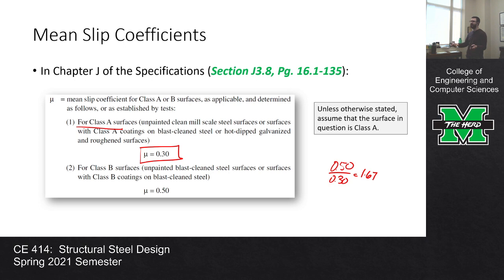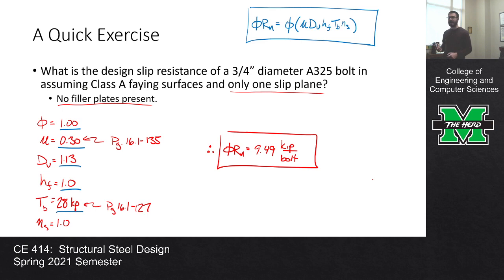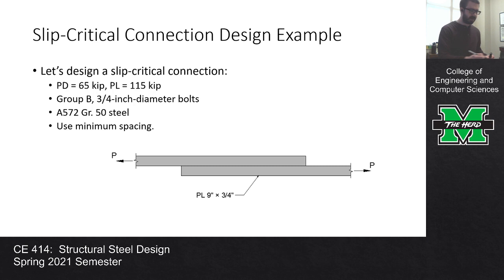So, real quick, we have a design example here. We're going to go through this real quick. Ooh, I didn't do my subscripts there on the dead load and live load. I'm going to have to fix that. So we have a lap connection that's subjected to a dead load of 65 kips and a live load of 115 kips. We're going to use group B 3/4 inch diameter bolts.